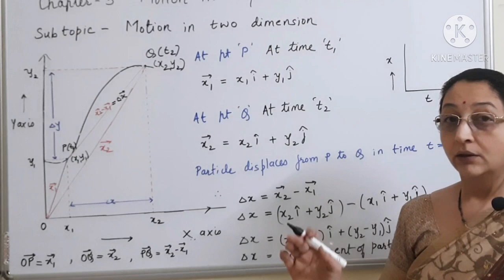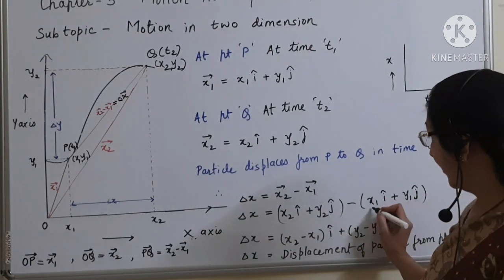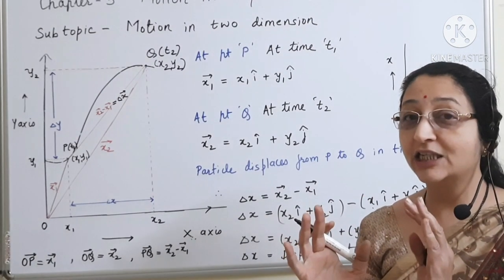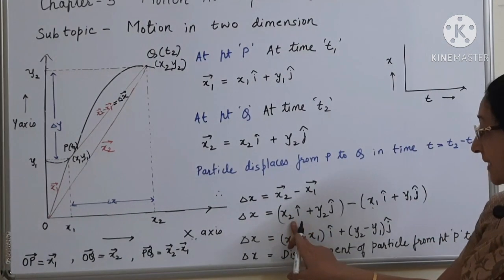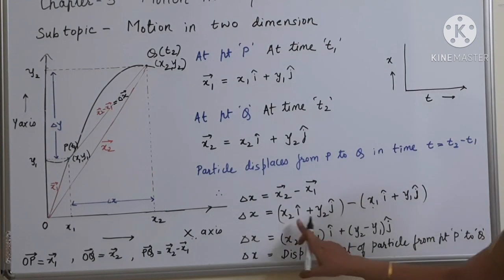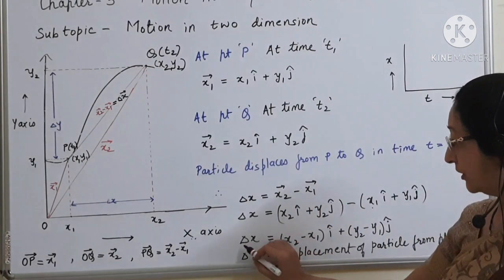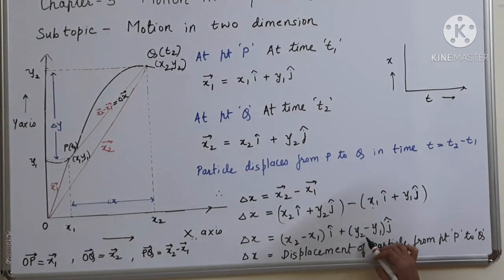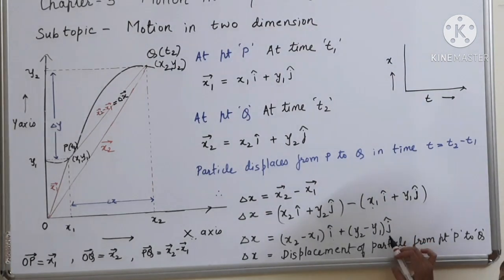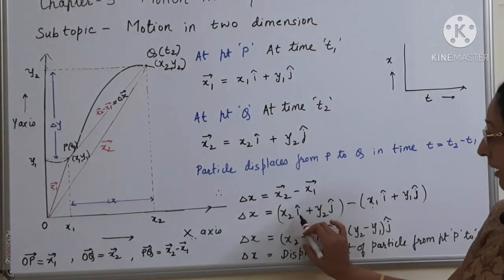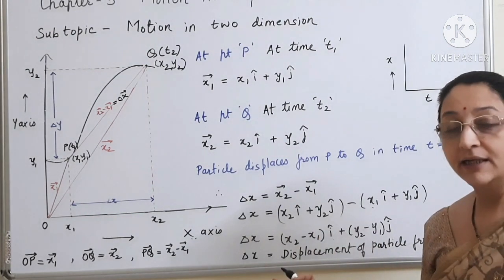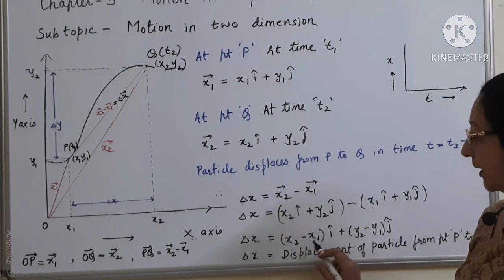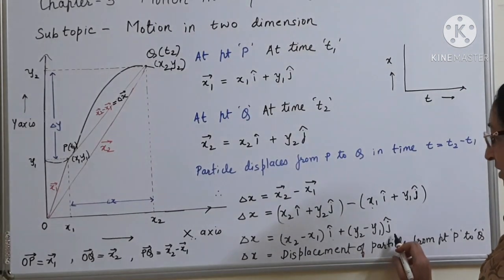Now the terms having coefficient i, चे जे टर्म्स एक्स ॲक्सिसच्या दिशेचे जे टर्म्स आहेत, ते आपण जिथे i आहे ते आपण एकत्र लिहिलेले आहेत. सो डेल्टा एक्स इज इक्वल टू x2 मायनस x1i प्लस y2 मायनस y1j. i असलेले टर्म्स एका बाजूला आणि j असलेले टर्म्स एका बाजूला. सो वी गेट x2 minus x1, so delta x is equal to x2 minus x1i plus y2 minus y1j.